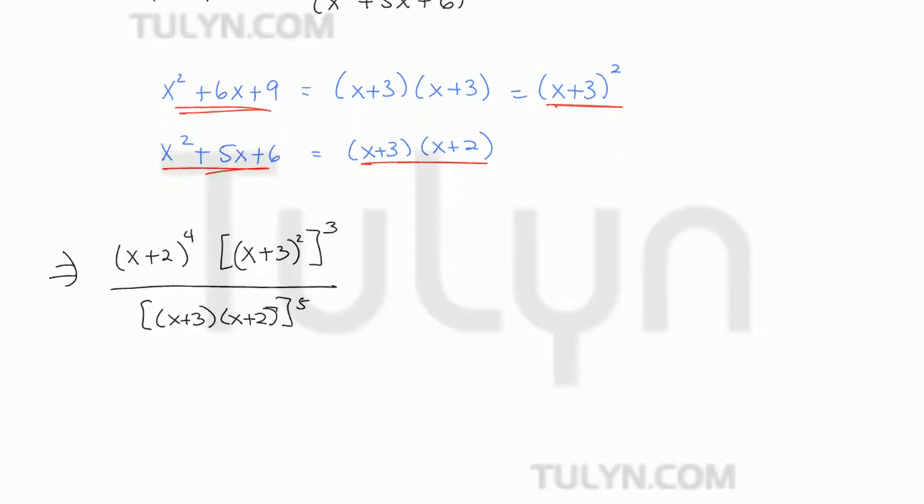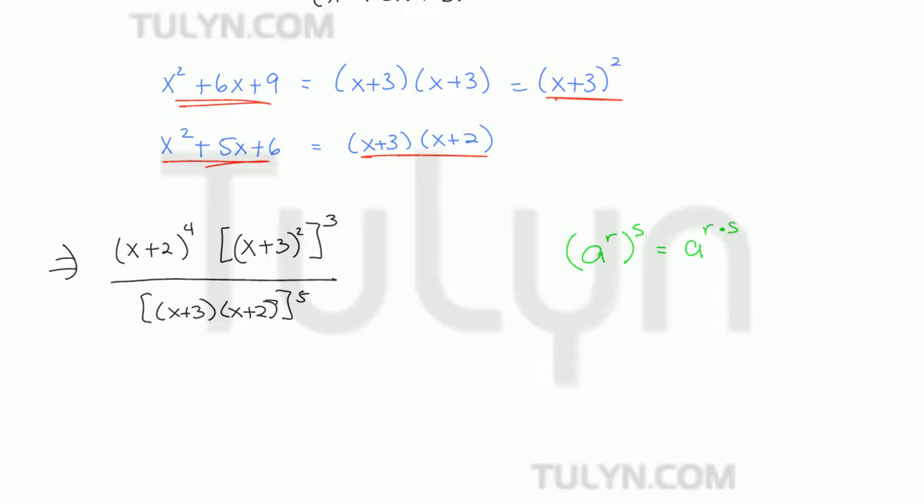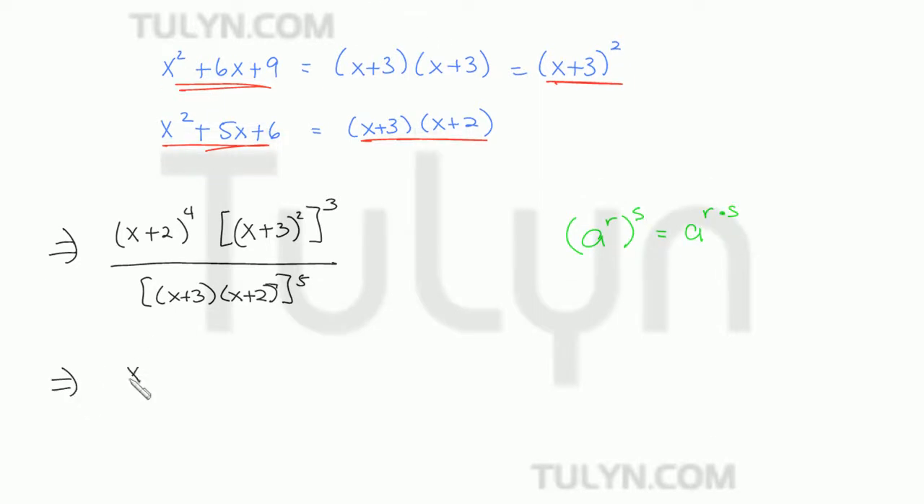The first law to recall is in this numerator, where you have a power taken to another power. What you do with the exponents is multiply them. So (a^r)^s becomes a^(r·s). So in the numerator, (x + 2)^4 stays the same, but here we get ((x + 3)²)³. Multiplying the exponents, we have (x + 3)^6.